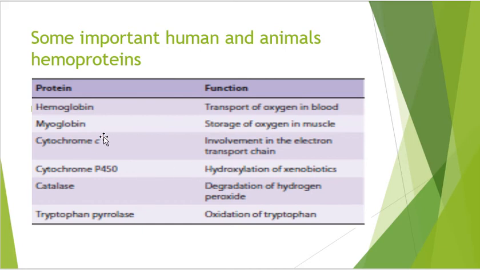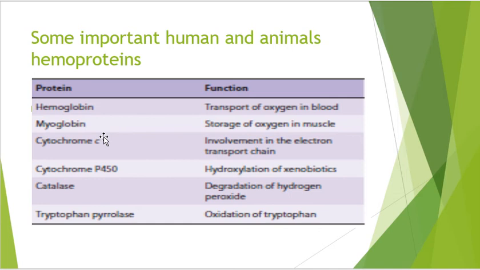Actually, hemoglobin, you know it very well. Its function is the transportation of oxygen from the lungs to the tissues and the transport of carbon dioxide from the tissues to the lungs for exhalation. While the main function of myoglobin is the storage of oxygen in the muscle. Cytochrome P450 is a most important enzyme. We call it the cytochrome P450 monooxygenase system.